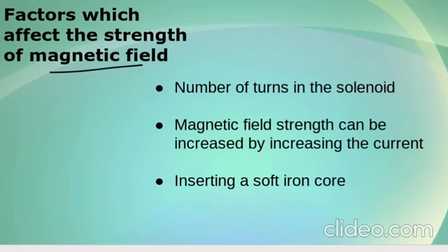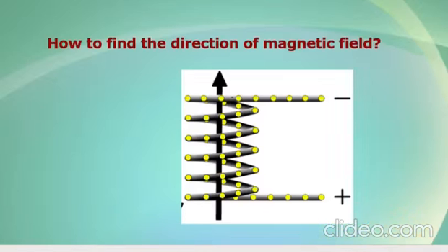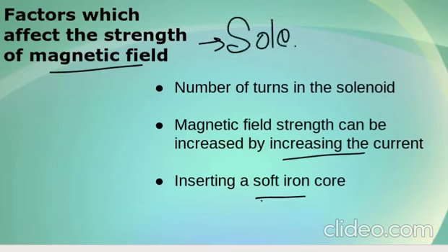First, if I increase the number of turns in the solenoid, these loops or coils which you see, there will be more magnetic field. It can also be increased by increasing the current. If you increase the current, there is more magnetic field. Or if you insert a soft iron core inside the solenoid, the magnetic field will increase again. So this is how you can increase the magnetic field in a solenoid only.